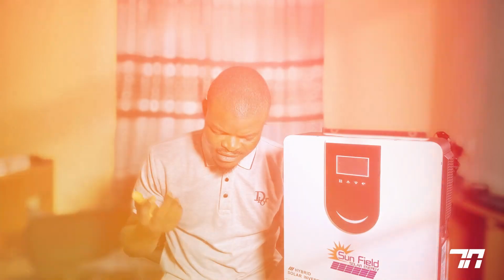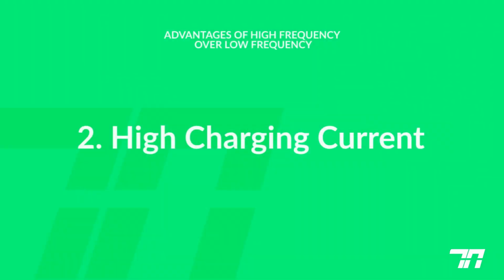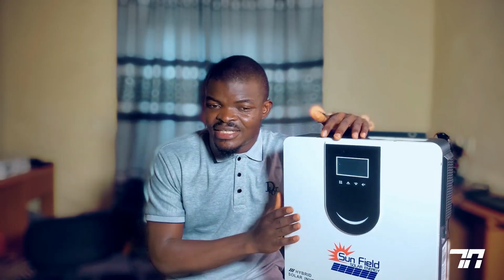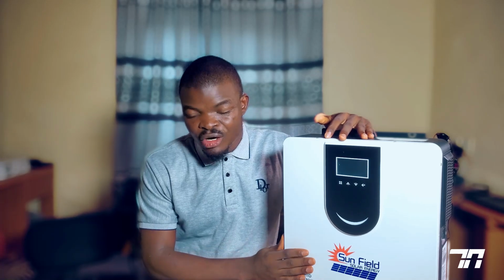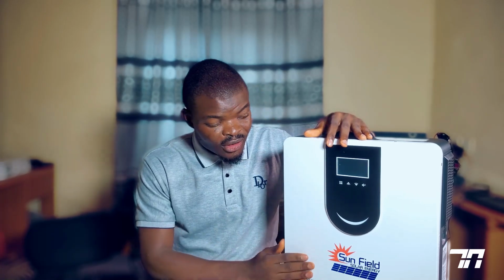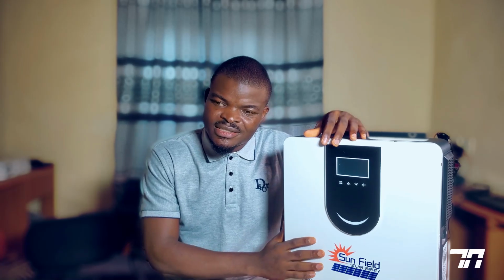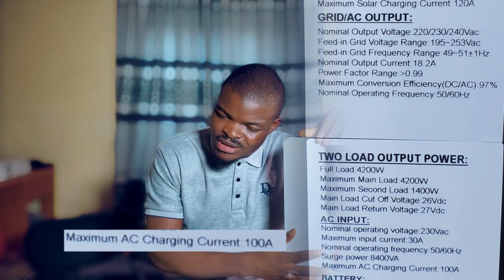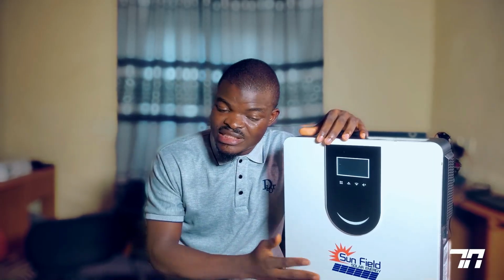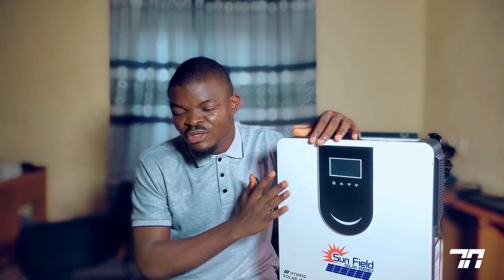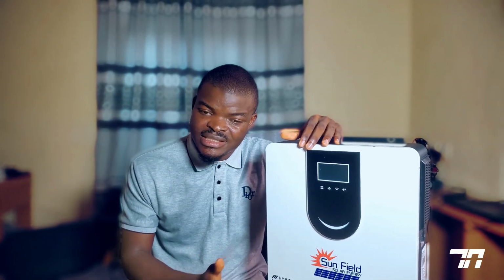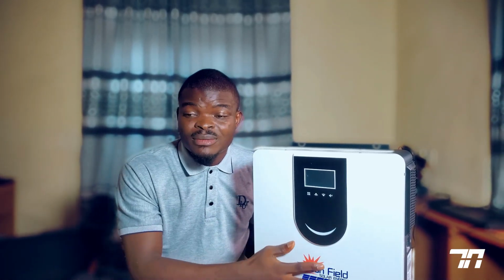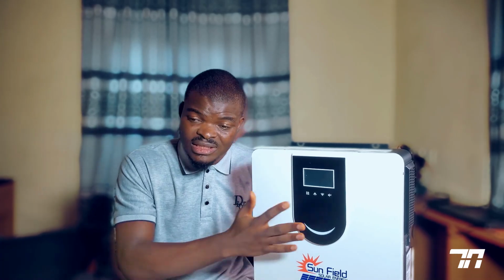So the second advantage is high charging current. And what does high charging current mean? The advantage of high charging current is that these inverters can charge with as high as 100 amps, even for the small capacity of inverters. Like this one now, this is a 4.2 kilowatts and it can charge as high as 100 amps. Meanwhile, our low frequency inverter, the transformer-based, the normal charging current they have is 30 amps or 50 amps maximum. That's even for like 10 kVA. While this one is having about 100 amps for just 4.2, even the 3.6.